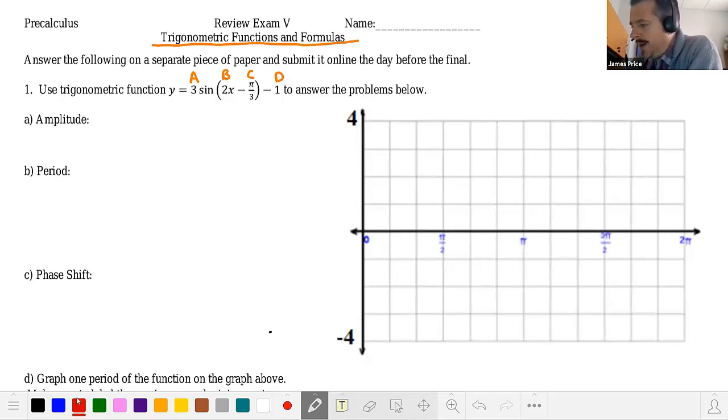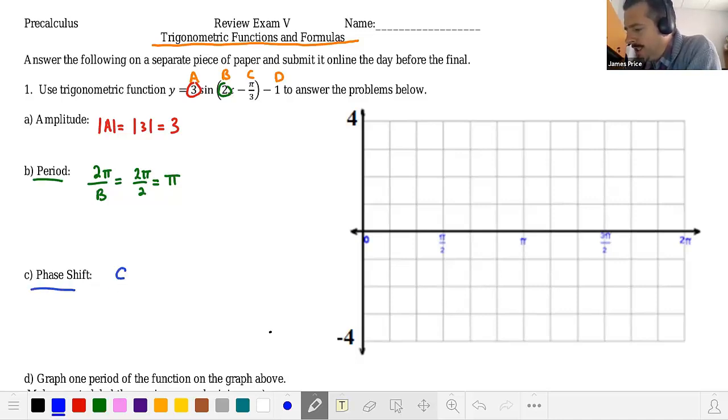So the first thing we're going to do is find the amplitude. So remember, the amplitude is the absolute value of A, which equals the absolute value of the number 3. And of course, that's equal to 3. And then we're going to find the period. And so the period, remember, is 2 pi over b. And so that's equal to, well, our b is 2. And so 2 pi divided by 2 is just equal to pi. And then finally, our phase shift, where our phase shift is c divided by b. And so that's equal to, well, here's our c, which is pi over 3.